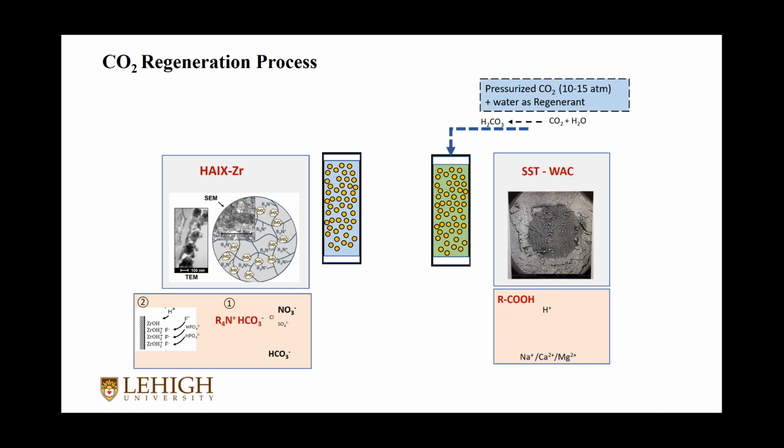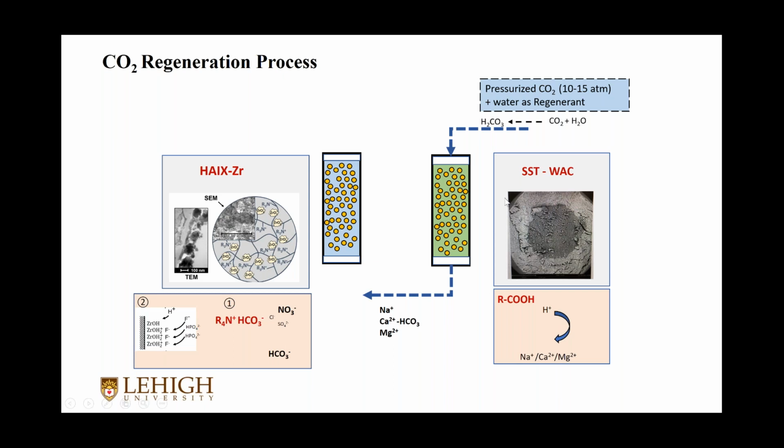During regeneration, we use pressurized carbon dioxide and water, which means we saturate the water under high pressure of carbon dioxide. Then the water forms a carbonic acid solution. During regeneration, we pass this carbonic acid solution into the second column first. All the hydrogen ion goes to the resin again and kicks out all the cations removed in the previous service cycle.